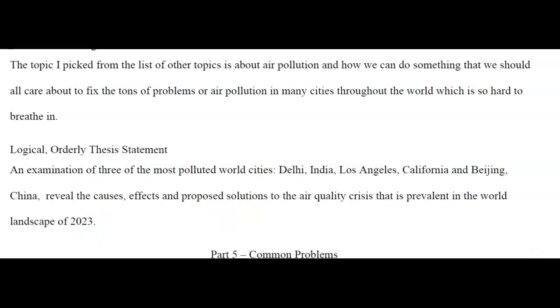The reader now knows that they're going to be reading about Delhi, India, Los Angeles, Beijing. They know that they're going to be looking at the causes and effects and proposed solutions of an air quality crisis. And they know that the world of this essay is 2023. If somebody reads this in 2033, they will know when this essay was written. And it's that simple. A thesis statement shows the reader the exact sections of the essay and what the essay will be discussing and evaluating. Got it? I know you do. There's an entire video on that.